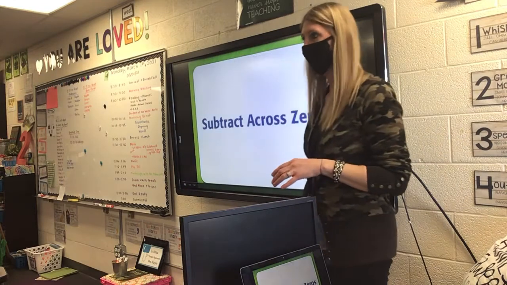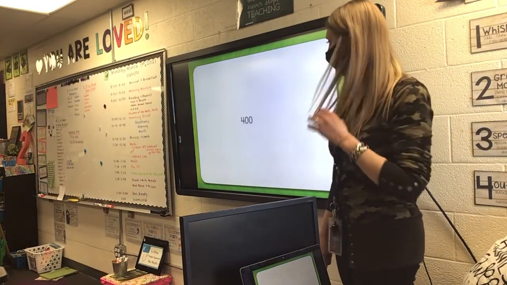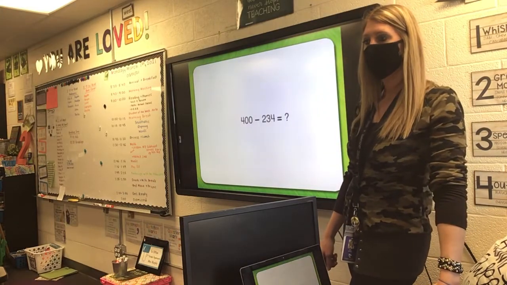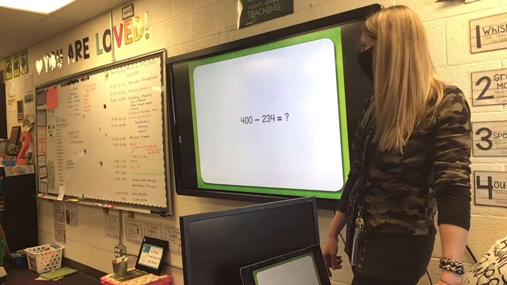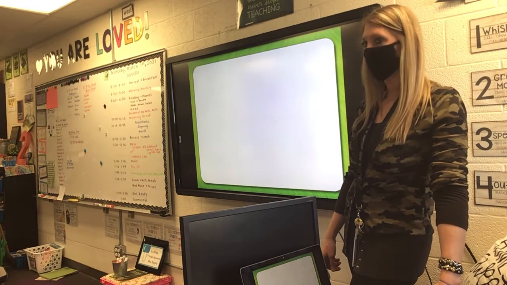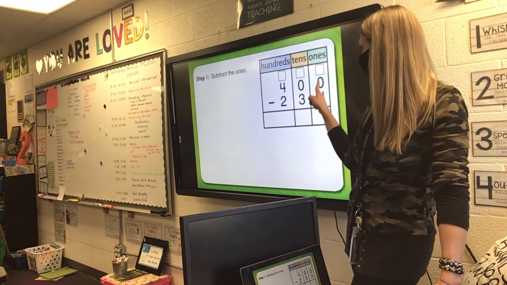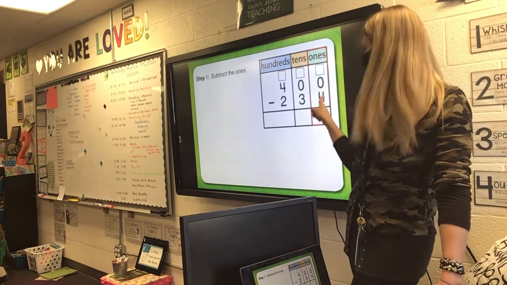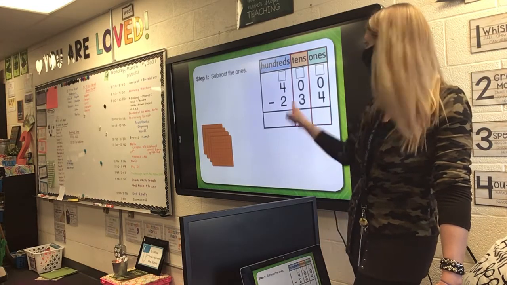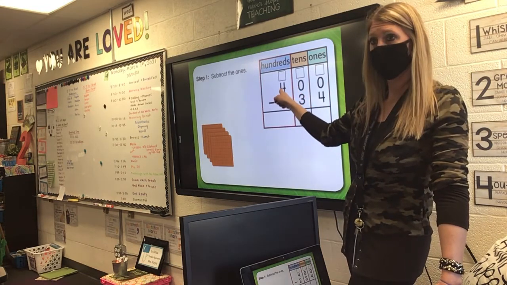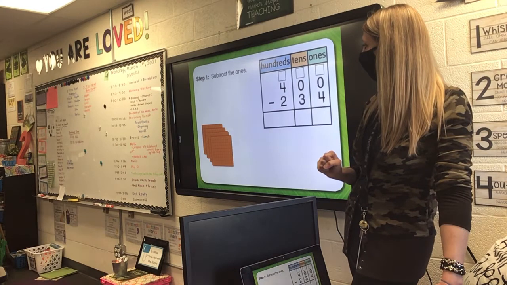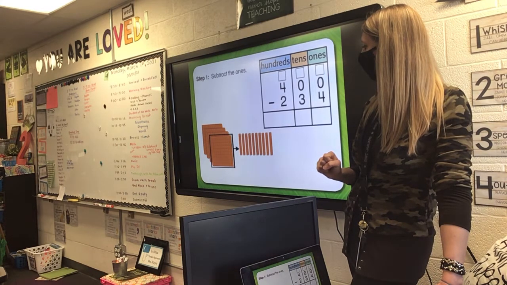Subtract across zeros. Find 400 minus 234. To subtract from a number ending in 0, we will need to regroup more than once. Follow me as we take 3 steps to the answer. The first step is to subtract the ones. You cannot subtract 4 from 0. There are no tens to take from. We will need to look at the hundreds. We can regroup 100 into the tens. Now, we can regroup 110 into the ones.